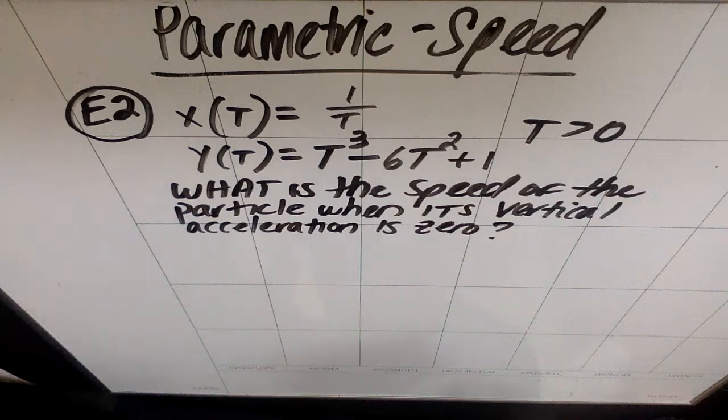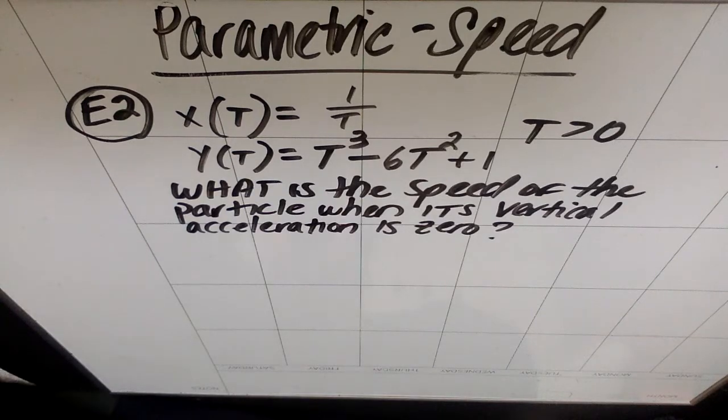We're going to do example 2 for parametric speed. You're given the system x of t is 1 over t and y of t is t cubed minus 6t squared plus 1 for t values greater than 0. What is the speed of the particle when its vertical acceleration is 0?